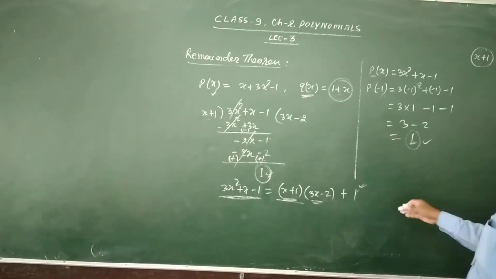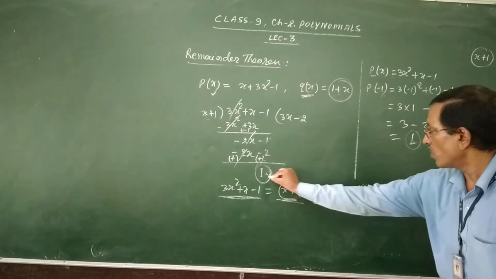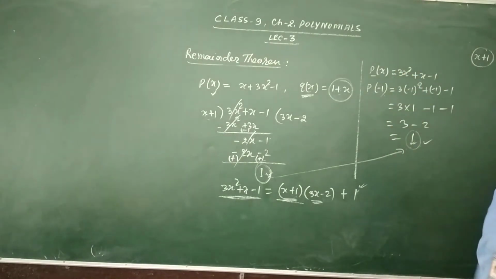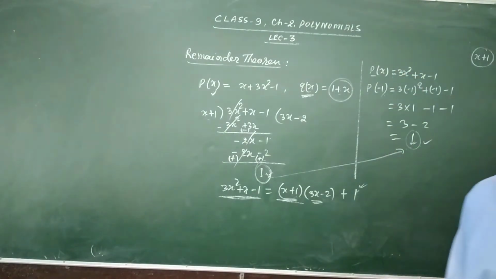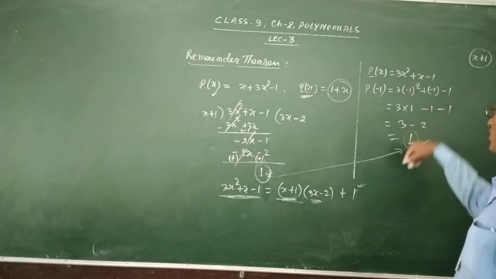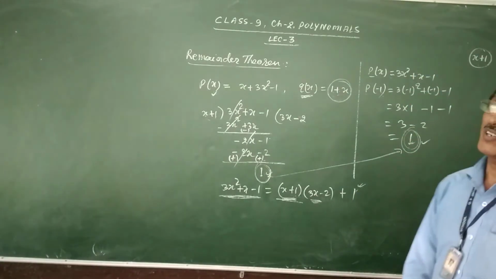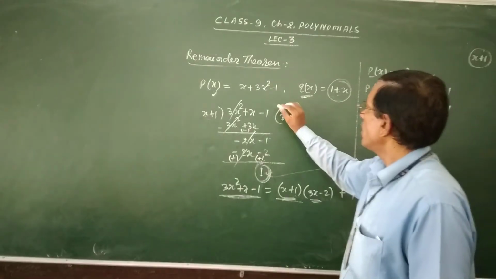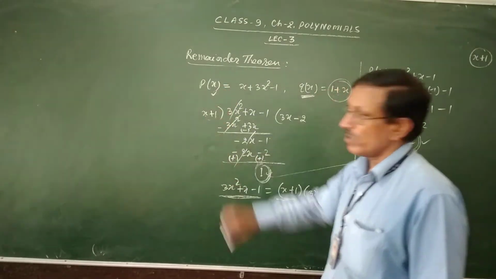And here by the short process we are getting the remainder equal to this. These two remainders are equal. So by this method also we can find the remainder. But why will we find it this way? Because it takes less time, and by looking at this remainder we can decide whether this polynomial is a factor of this polynomial.